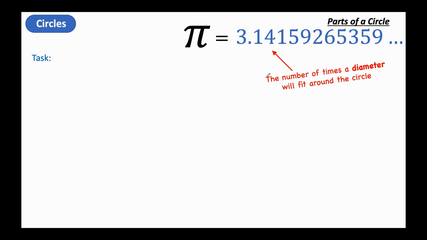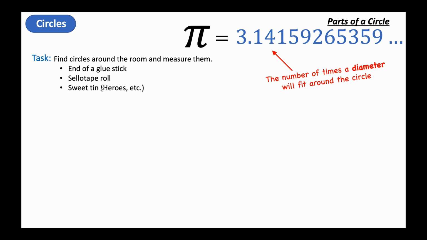And because this is quite a short lesson today, you're going to go off and do some work on your own. I want you to investigate that. What you do is find some circles around the room or around your house, or outside, wherever you can find some circles. There's a couple of ideas. You could use the end of a glue stick, or a sellotape roll, or a sweet tin like a Heroes tin or Quality Street, or a Pringles tube, or a bike wheel, or a saucepan, or a bottle, anything that is circular.